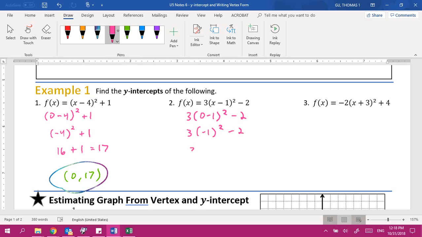1. So now we have 3 times 1 minus 2. What's 3 times 1? 3. So we got 3 minus 2, which is? 1. So what is my y-intercept? 0, 1. Very good. And now the third one right here.